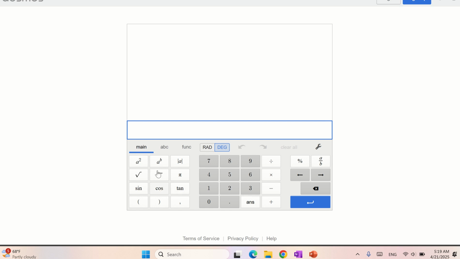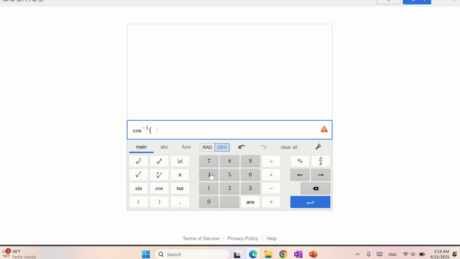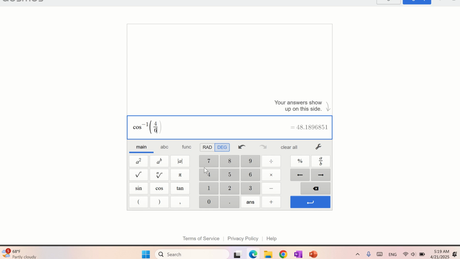But you want to do the cosine inverse. So we want to do function, and then sine inverse. You got sine inverse, but we want cosine inverse, so we don't want to do sine inverse. So cosine inverse of 4 divided by 6. You can also do fractions, but remember 4/6 means 4 divided by 6. You got to understand that a fraction means division.